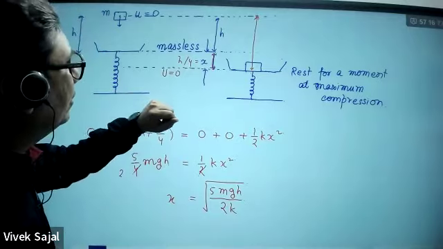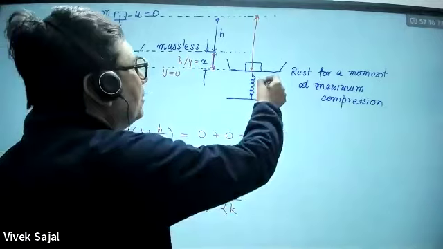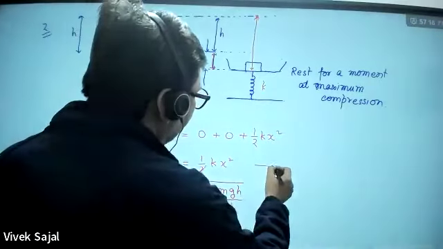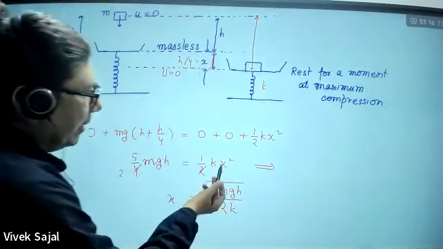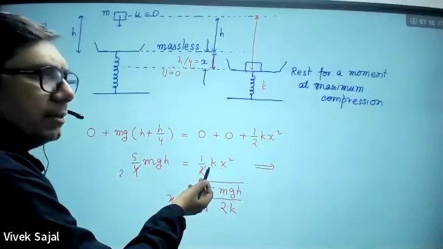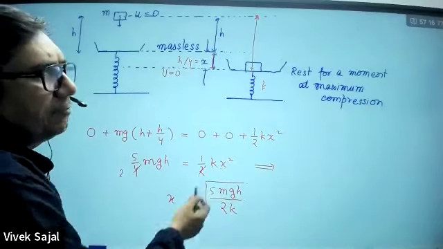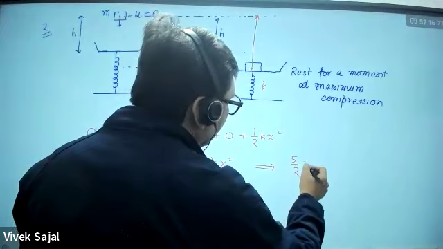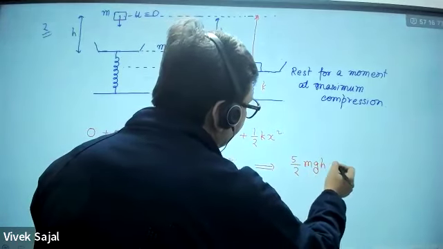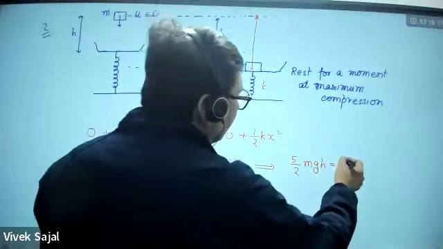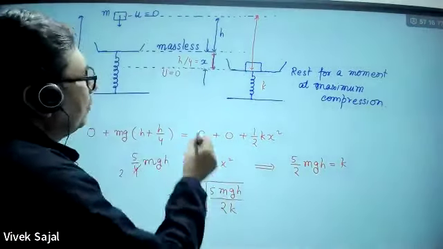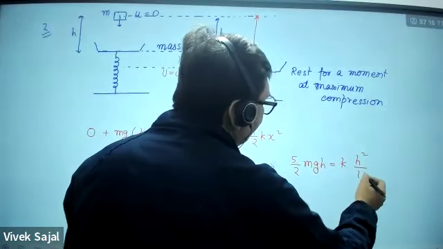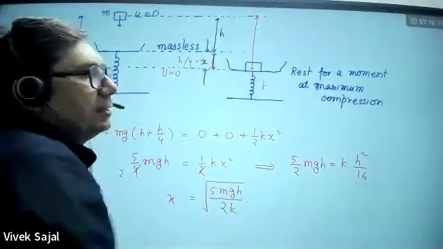But what they are asking us to calculate is the spring constant K, and X is given. So no problem here. If they are providing me the value of X, then I can find out K. If they are providing me K, suppose, then I can find out X. So this will be 5 by 2, more simply, mgh, and this will be K. X is h by 4, so this will be h square by 16. This X is the compression in the spring.